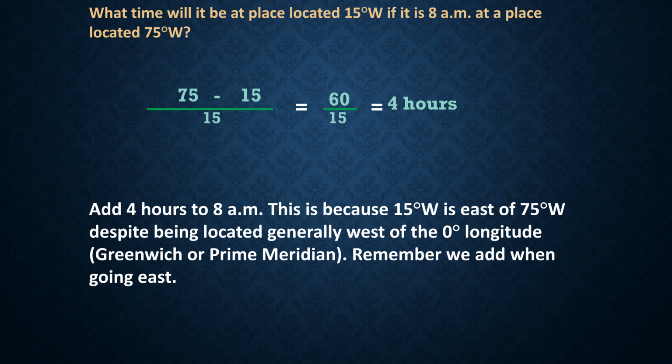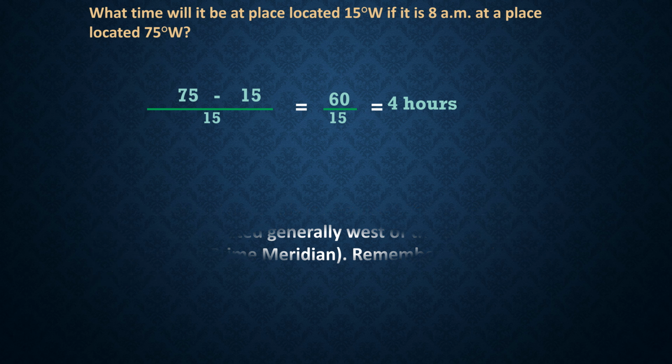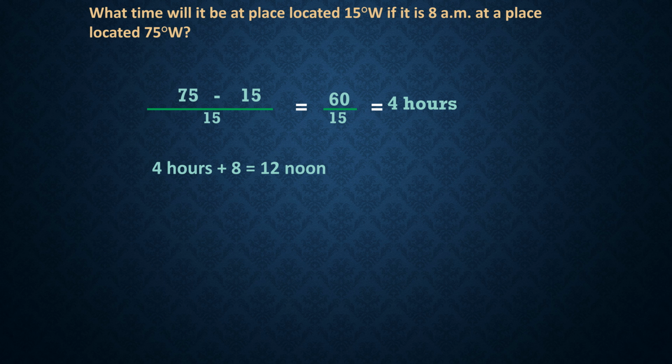So because 15 degrees west is located east of 75 degrees west, we are going to simply add our 4 hours to the 8 a.m. because when you're going east, you're gaining time. So therefore, you must add. So we say 4 hours plus 8 is equal to 12 noon. So our answer should be 12 noon or 12 p.m. That is our answer.